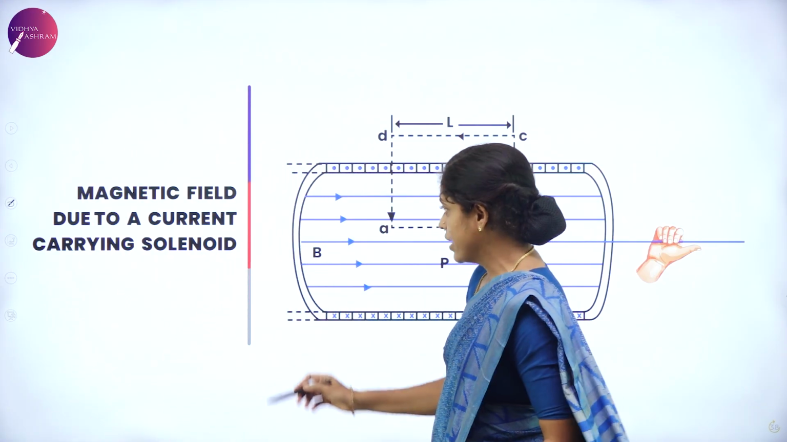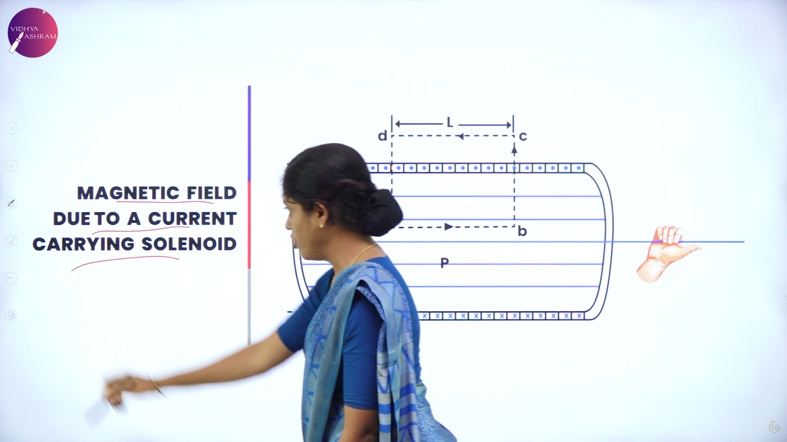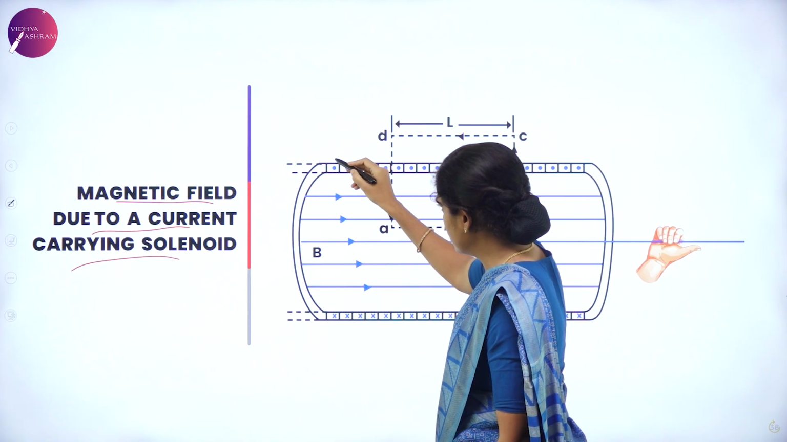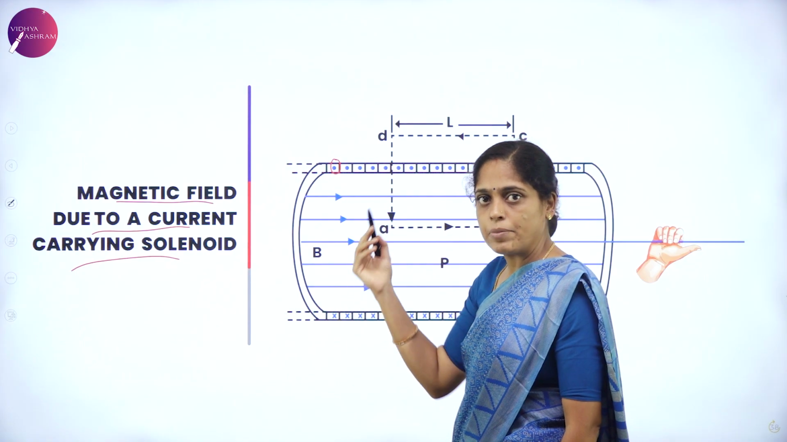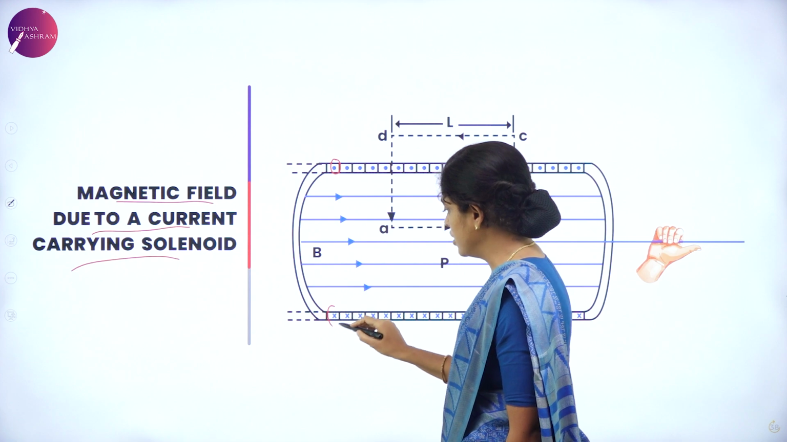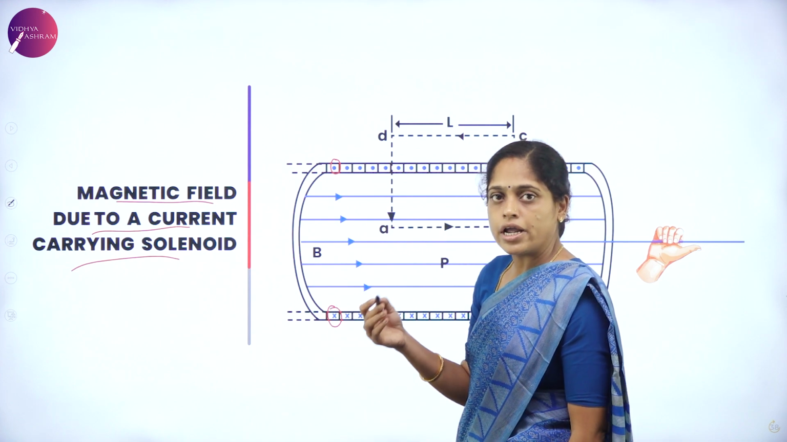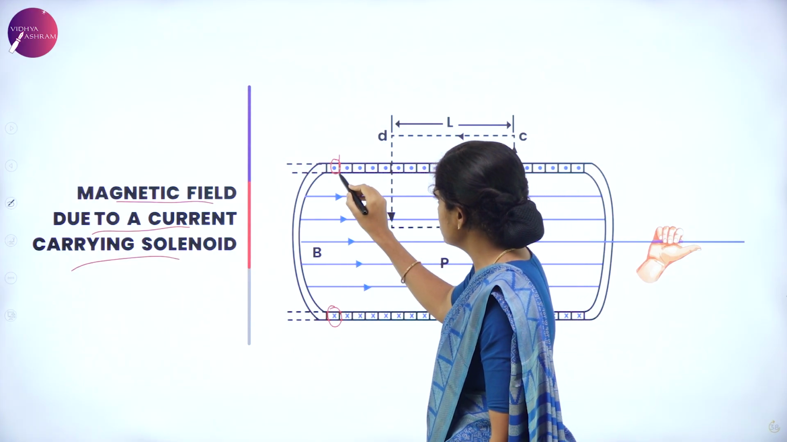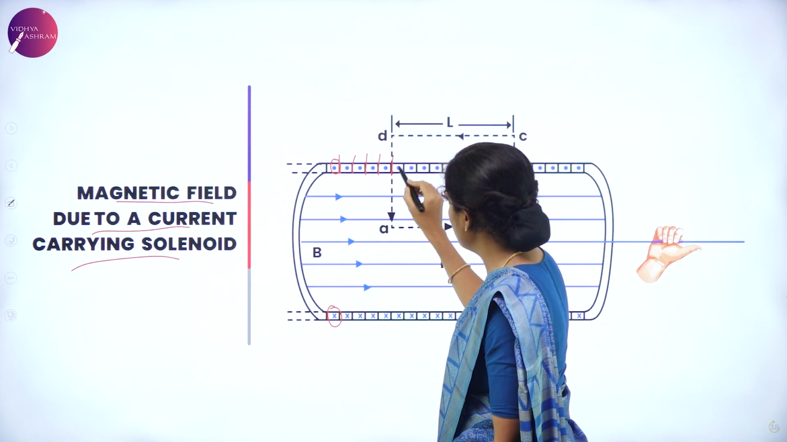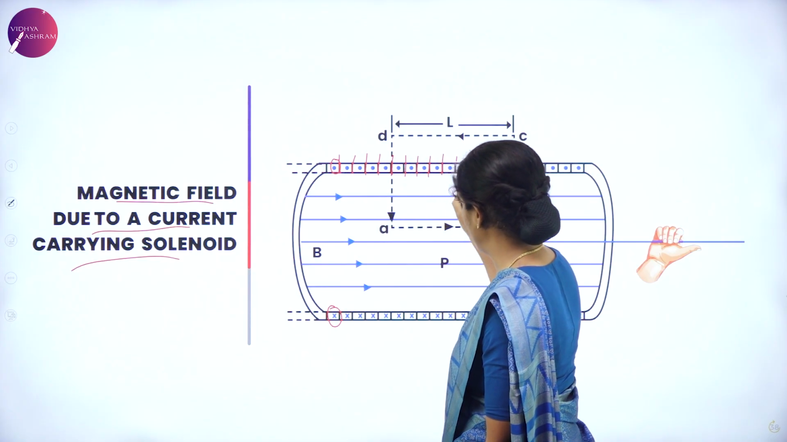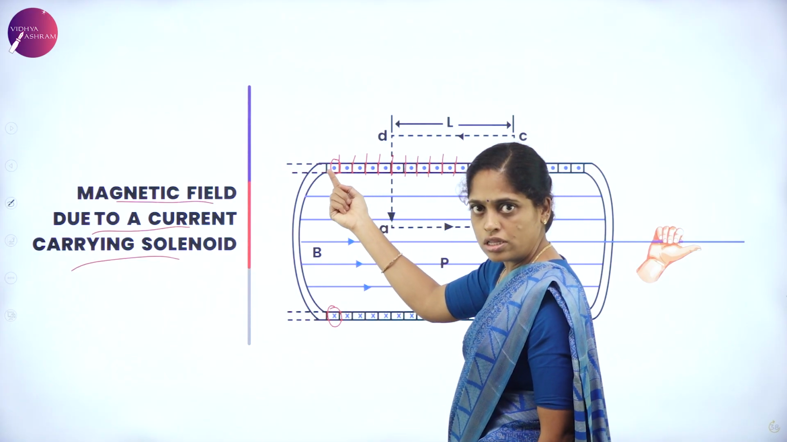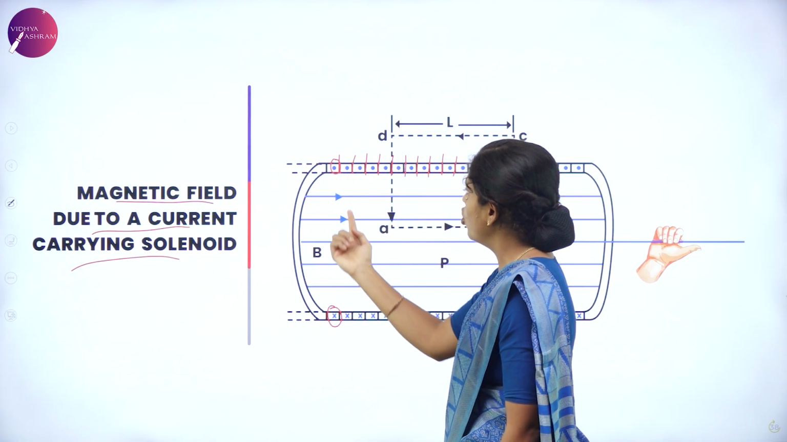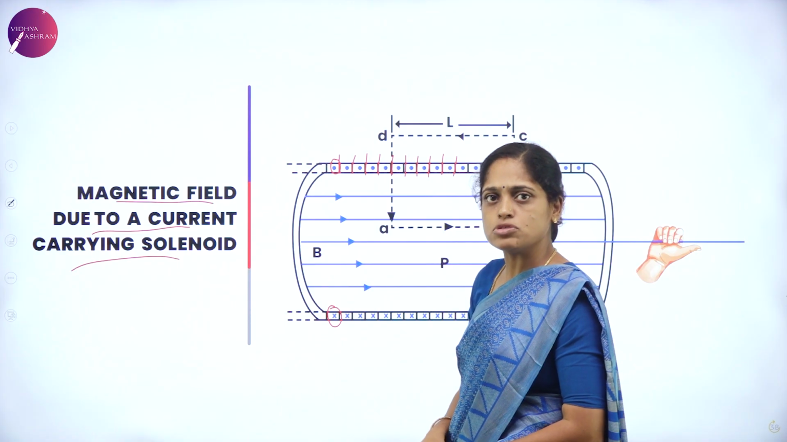Now let us find out the magnetic field due to a current carrying solenoid. This is the picture of the solenoid carrying current. The dot here represents the current coming out of the wire and the cross represents the current going into the next turn of the solenoid. This box represents the number of turns in the solenoid. So in each turn, the current comes out and goes into the next turn of the solenoid.